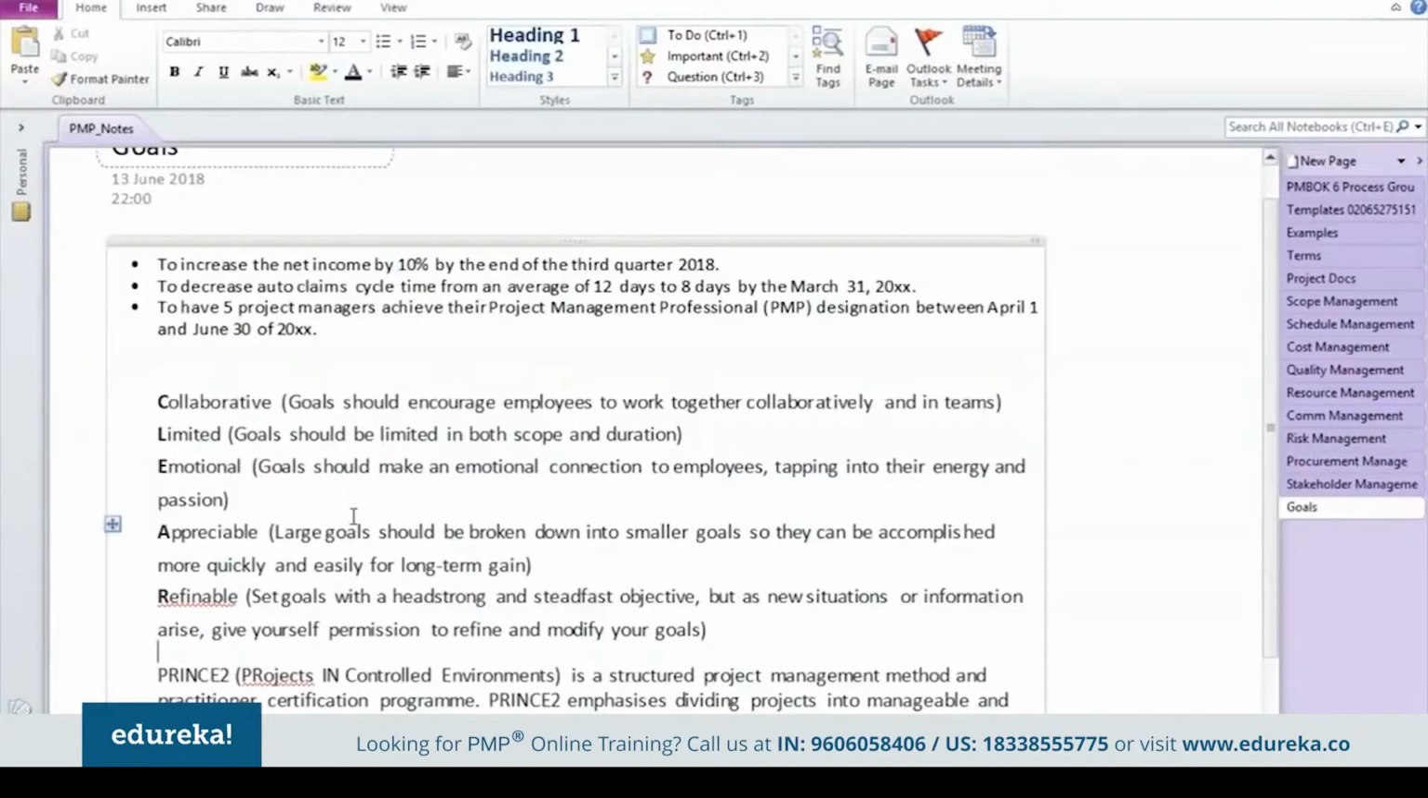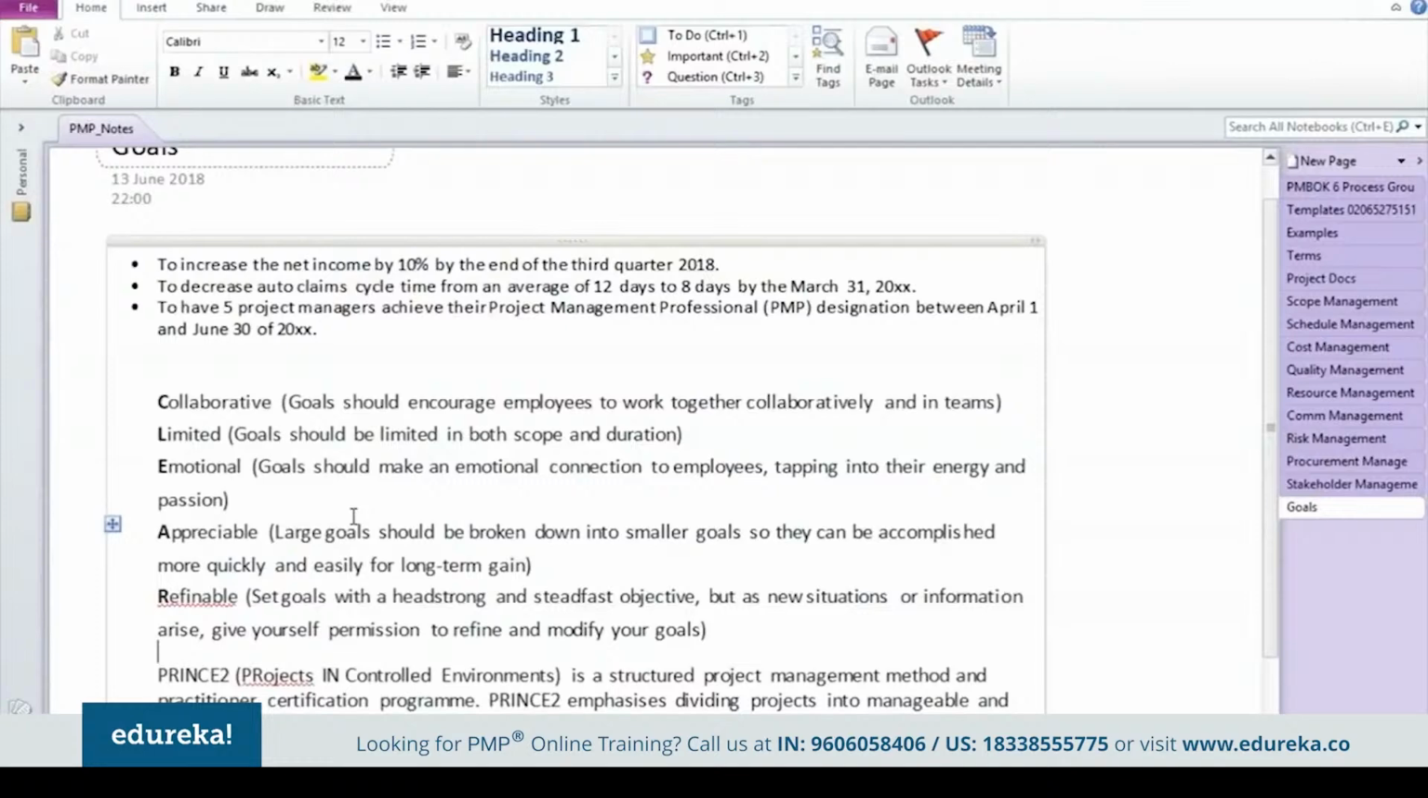As we say, clear, C is for collaborative. So it should encourage your employees to work together in a collaborative fashion. If there is clarity that I have to increase income by 10%, then I believe this will give a lot of insight to people on why we should be working collaboratively, because there is a goal we can relate to, and there is good clarity. Limited: a goal should be limited in both scope and duration. So here also, as you see, the scope is very clear. They want to just reduce the cycle time. Scope is definitely very clear and limited, and there is also a duration attached to that.